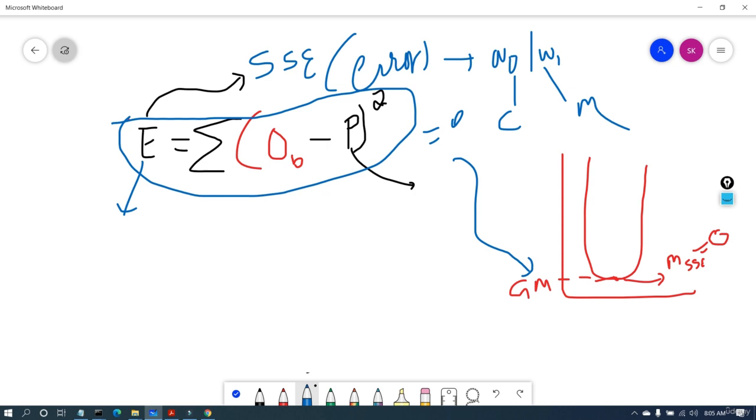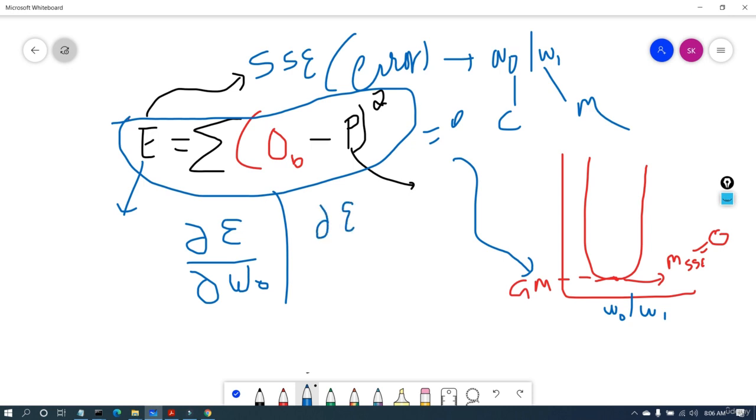So how to find the slope? The formula of the slope is that you have to take the partial derivative with respect to these x's. The x's here are nothing but omega naught and omega 1. So you have to take the partial derivative with respect to omega naught at first, and then with respect to omega 1.